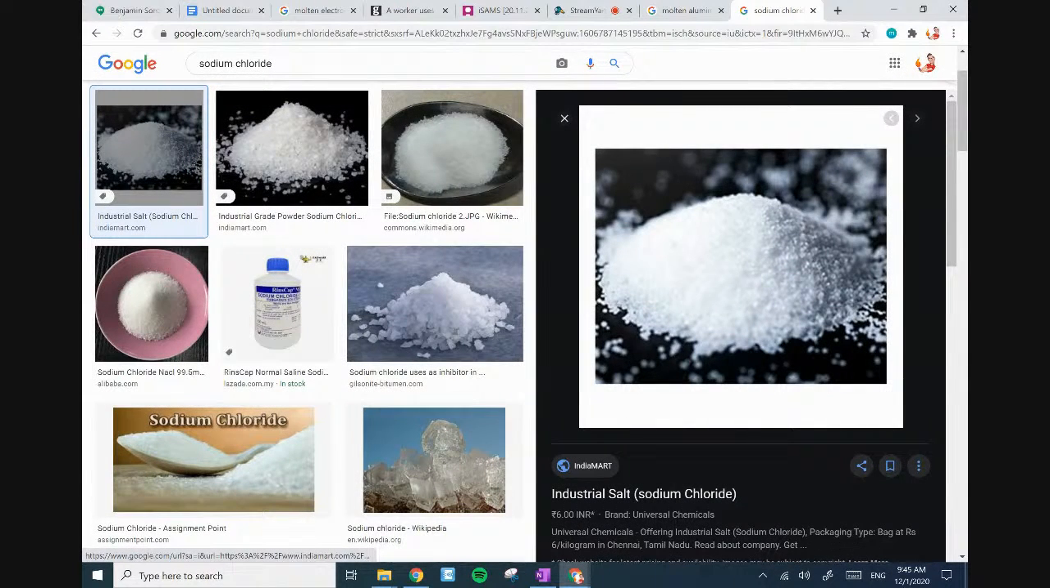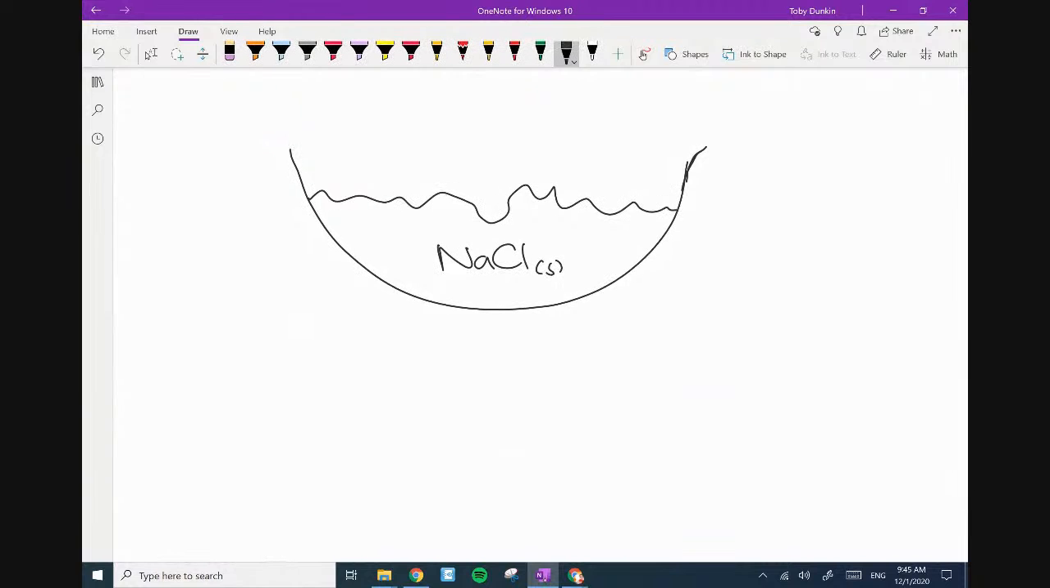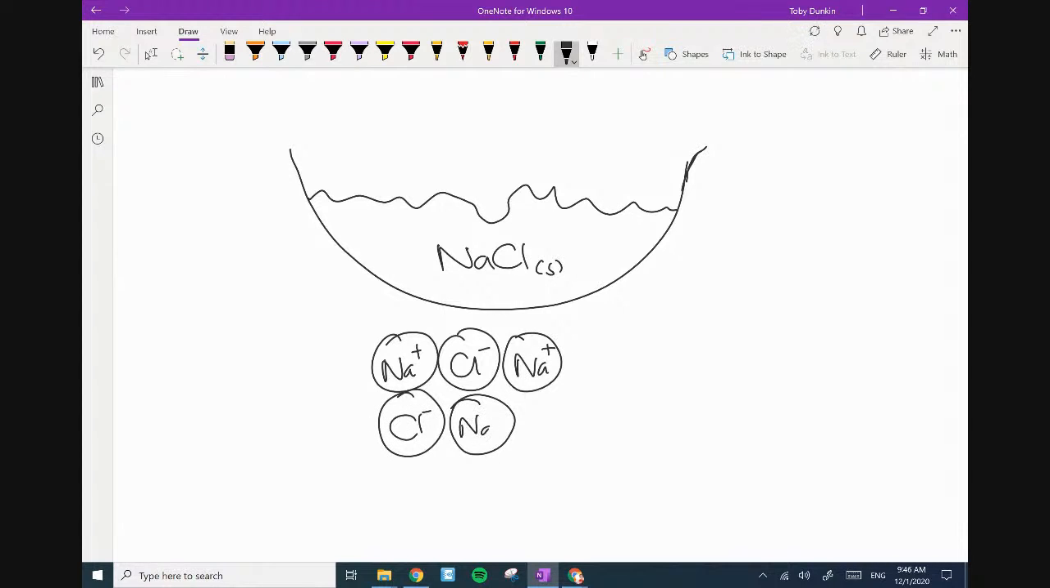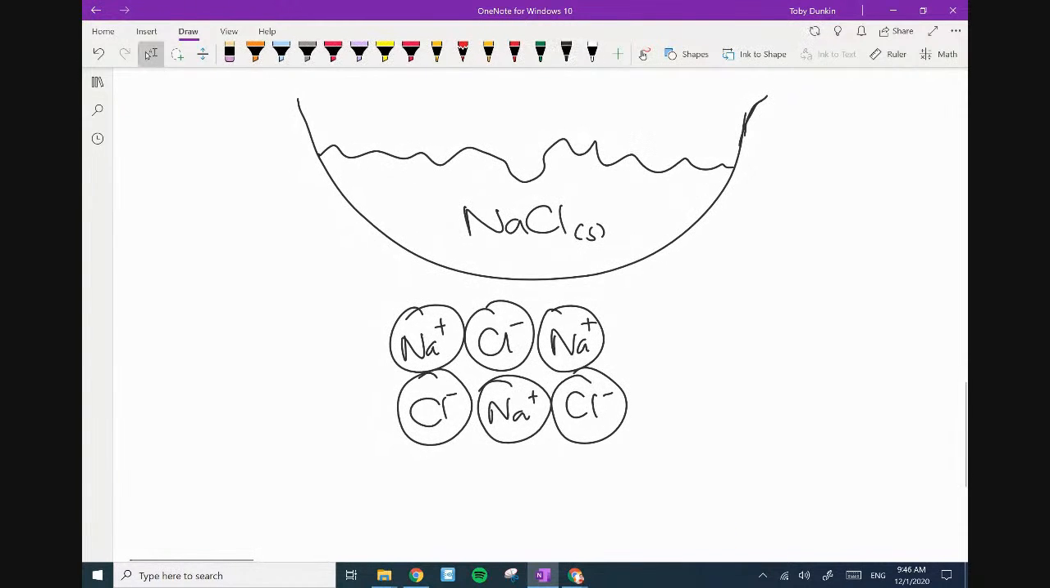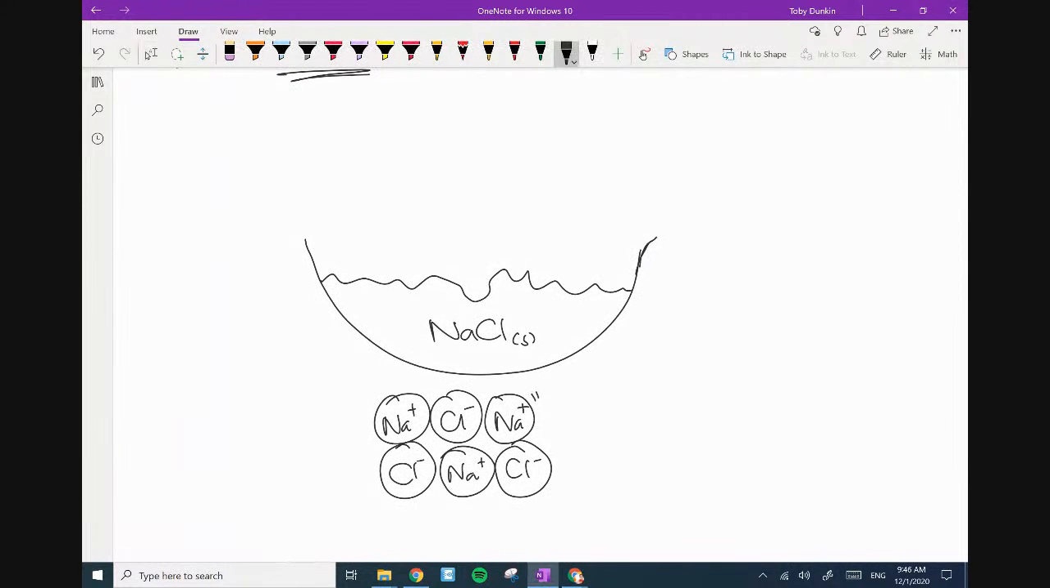Now, what it's made up of, we know that sodium chloride is a giant ionic lattice of Na+, Cl-, Na+, Cl-, Na+, Cl-, and this goes on indefinitely. And as a solid, these are unable to move. They're simply vibrating in a fixed position like this.